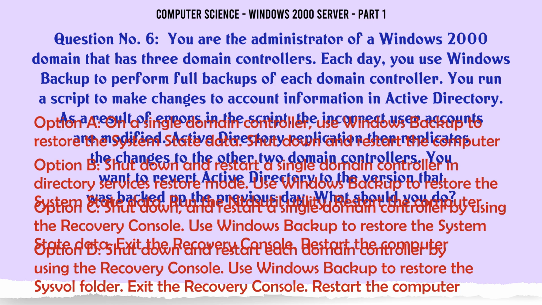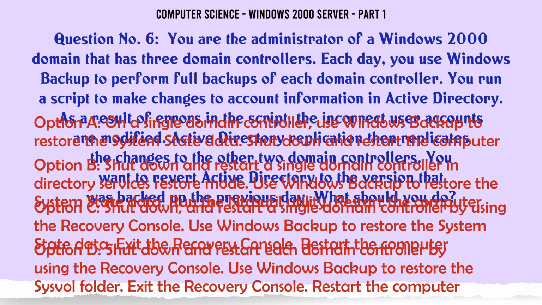A. On a single domain controller, use Windows Backup to restore the system state data. Shut down and restart the computer. B. Shut down and restart a single domain controller in Directory Services Restore mode. Use Windows Backup to restore the system state data. Run the NTFS utility. Restart the computer.